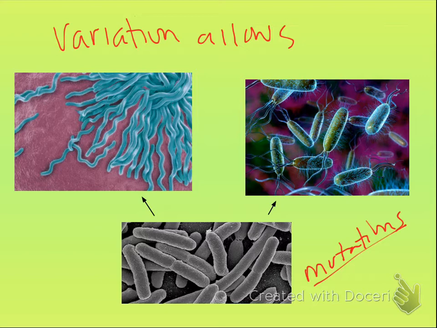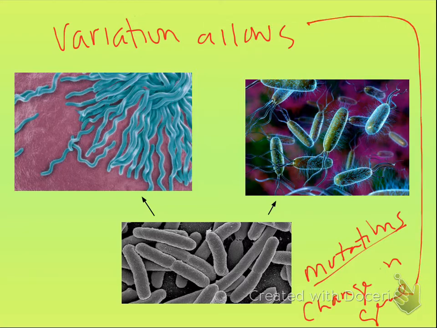A mutation is a change in a gene. And those changes in genes allow us to have variation. And variation allows us to have organisms that aren't quite the same.